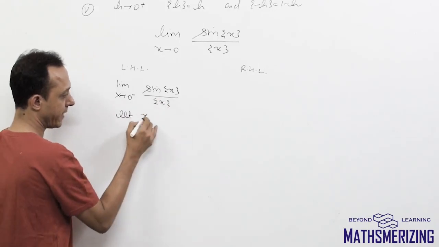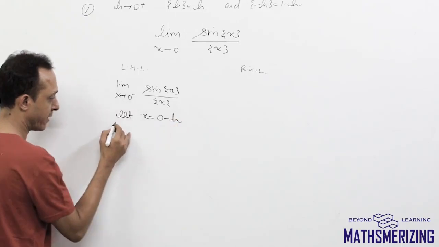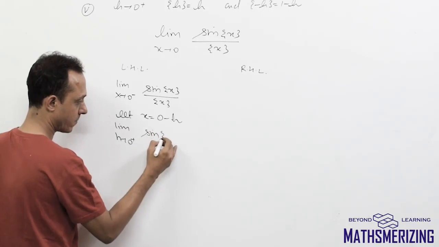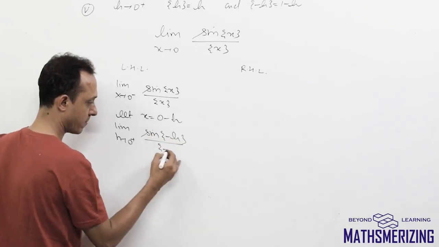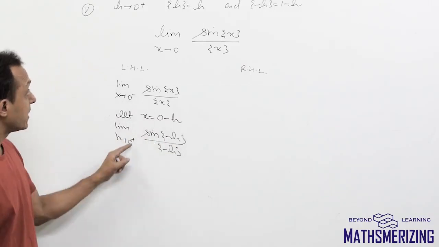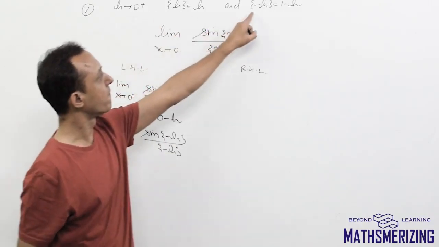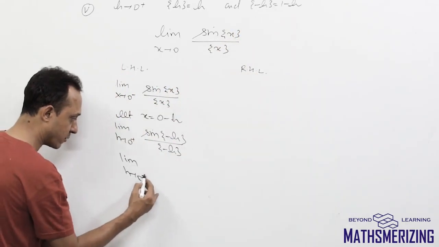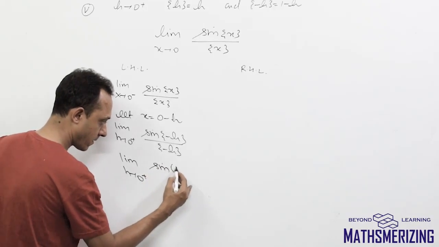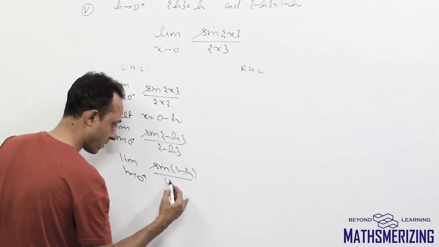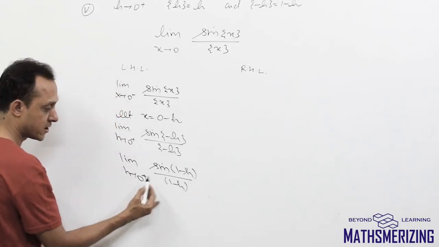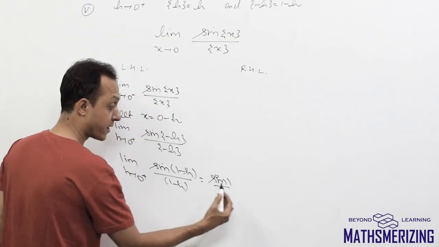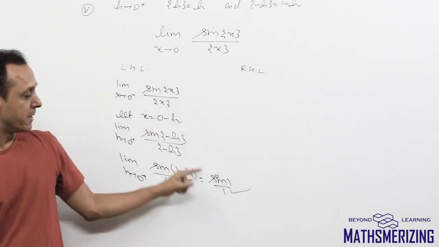So I'll let x be 0 minus h. So I can write limit h tends to 0 positive, sine fractional part of minus h upon fractional part of minus h. Now when h is a small positive number, the fractional part of minus h is simply 1 minus h. So this is sine of 1 minus h upon 1 minus h. If I put the value of h, I'll get sine 1 upon 1, which is not an indeterminate form. So the value of the left hand limit simply will be sine 1.